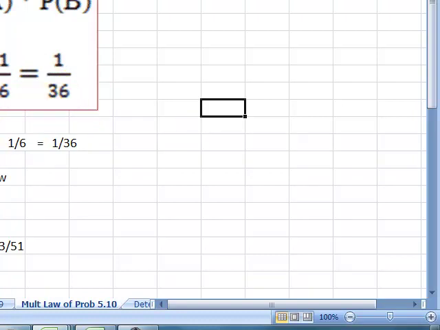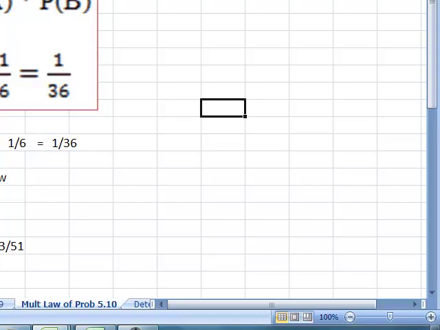You can do the same thing with cards. The probability of me drawing an ace on my first draw is 4 out of 52. Probability of drawing an ace on the second draw is 3 out of 51, because there's only 3 left. So I multiply those two together and I get something very, very small, an unlikely event, because it's very unlikely I draw 2 aces in a row. So that's the law of multiplication in probability.